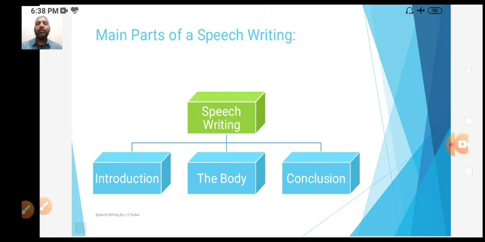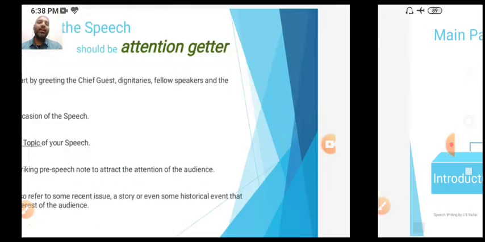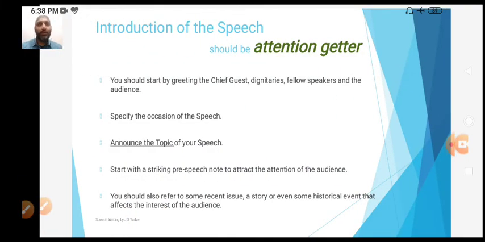Now comes main parts of speech writing. Speech writing consists of 3 parts: introduction, the body, and the conclusion. Again, these parts are subdivided. So let us talk in detail what the introduction is all about. Introduction of the speech. It must be an attention getter. It must be eye catchy. Okay, the audience must be attracted to listen to your speech.